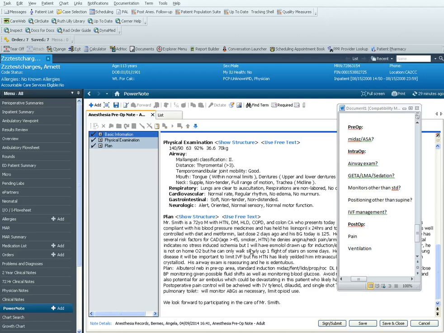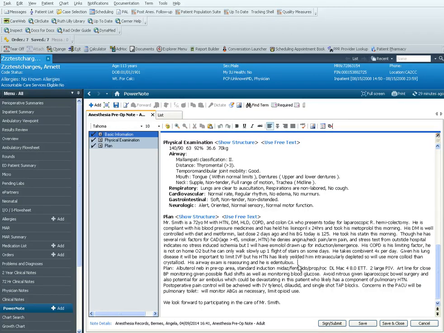So here's an example with our patient. Mr. Smith is a 72-year-old male with hypertension, diabetes, hyperlipidemia, COPD, and colon cancer who presents today for laparoscopic right hemicolectomy. He is compliant with his blood pressure medicines and has held his lisinopril for 24 hours and took his metoprolol this morning. His diabetes is well controlled with diet and metformin. Last dose was 2 days ago, and his blood sugar today is 125. He took his statin this morning.